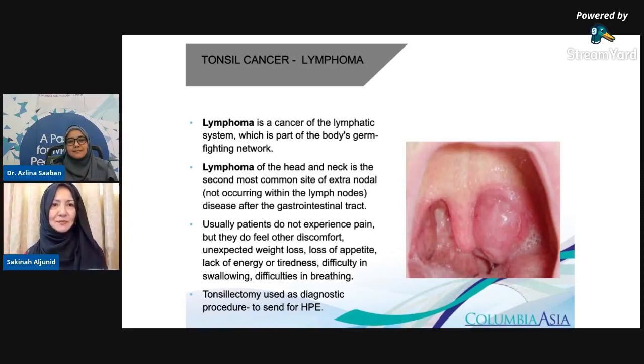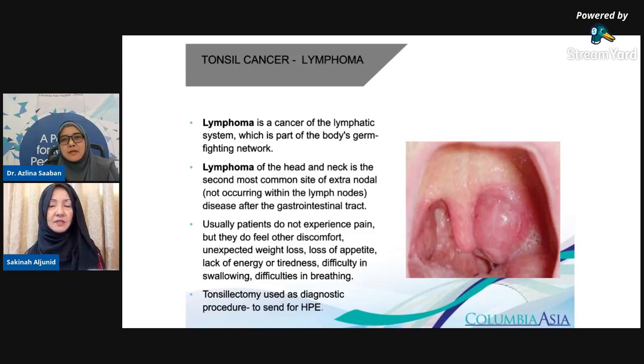Okay, we're back. Sorry about just now, ladies and gentlemen. It seems we had a bit of a connection problem, but we're okay now and back live. So doctor, we were talking about tonsil cancer. How common is tonsil cancer in your experience? Have you seen a lot of these cases?